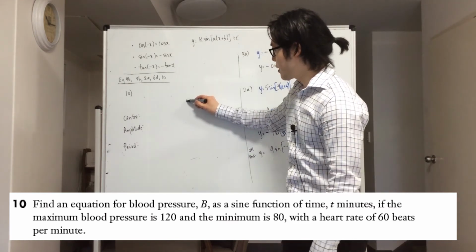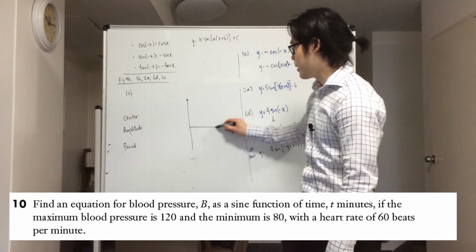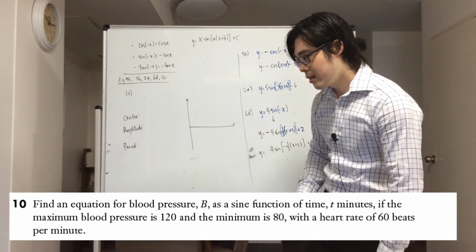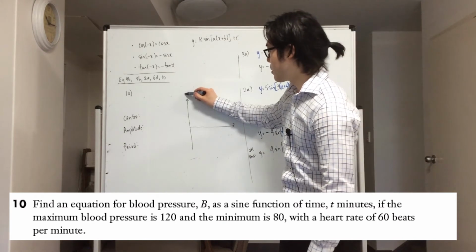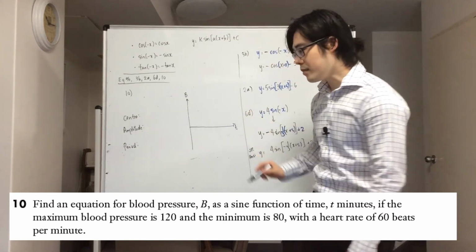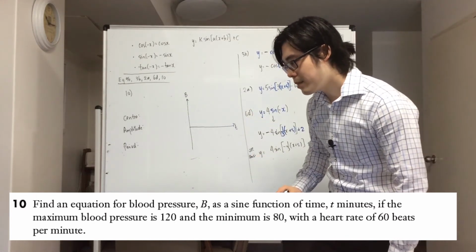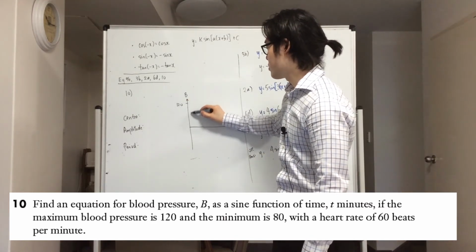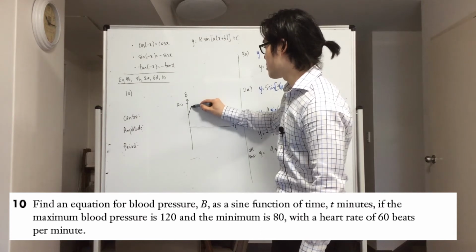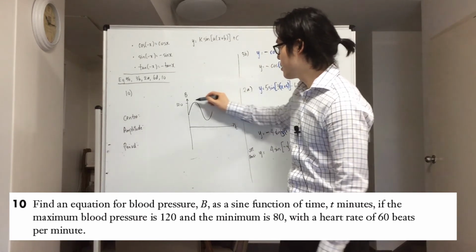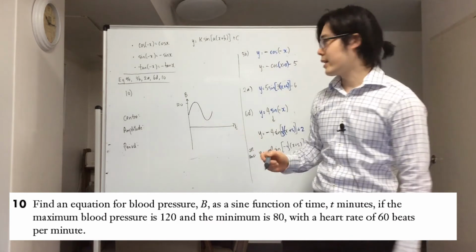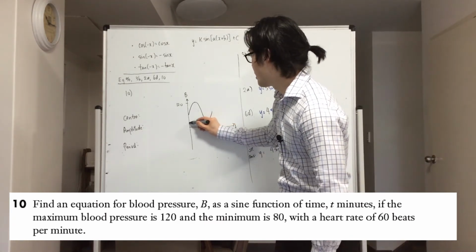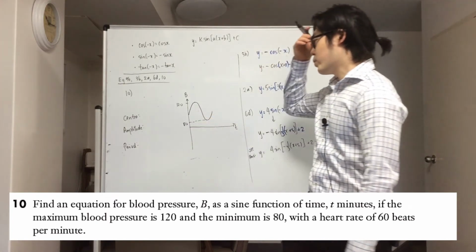In order to get this equation, I think it's actually good to see it graphically what they mean. First of all, it's all about the blood pressure over time. It says the maximum blood pressure is 120, so that means the peak of the graph. The graph looks like this, and I'll show you why. So the peak point is 120 and the minimum is 80, so that means the bottom point is 80. We need those two pieces of information.